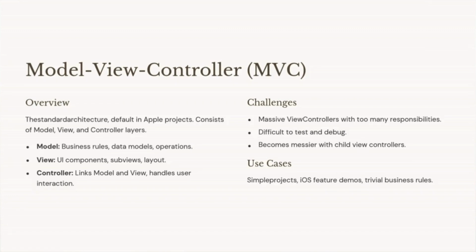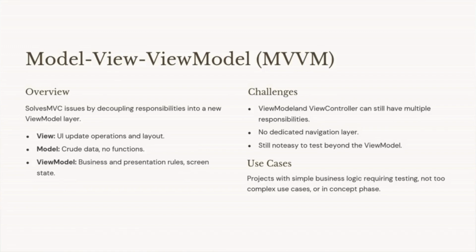Then we will discuss MVVM. This architecture came to solve the MVC's main issues by decoupling some of its scene's responsibilities into a new layer, the view model. Now your model layer doesn't have any logic because it consists only of simple data. It's usually a structure. Take a look.